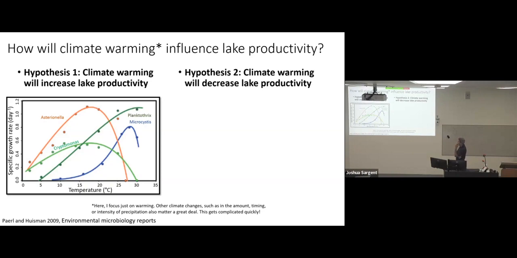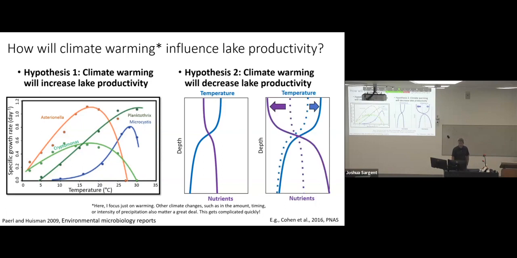A paper by Paerl and Huisman et al., 2009, looked at the thermal performance curves of different types of phytoplankton. The two thermal performance curves that top out at over 20 to 25 degrees C are both cyanobacteria. So we know that cyanobacteria tend to do better under warm conditions. And so one hypothesis might be as temperatures increase, we would expect to see higher productivity as a result.